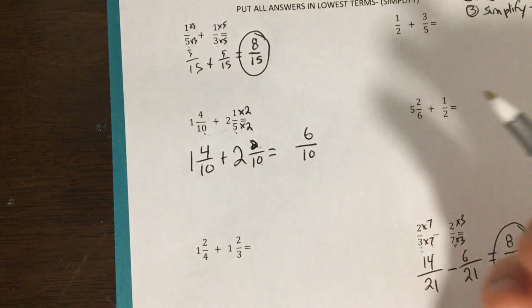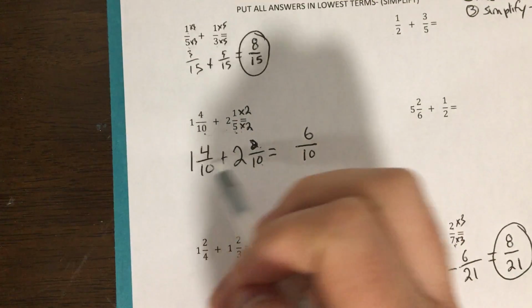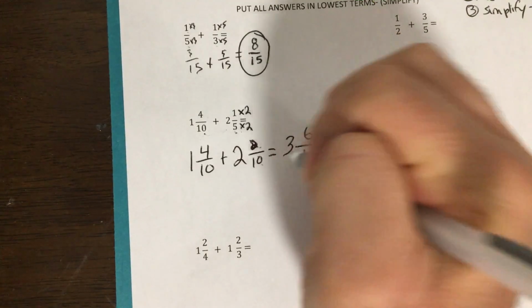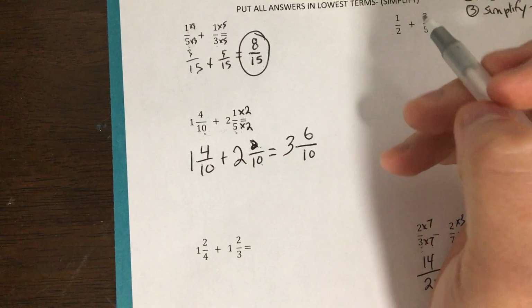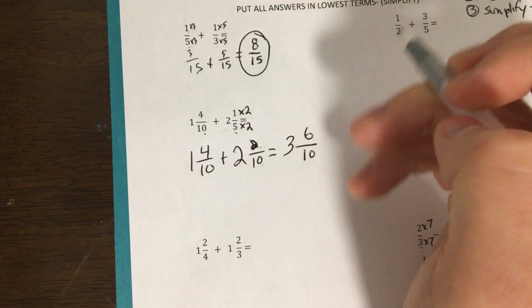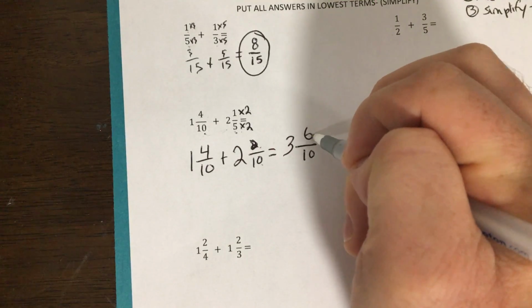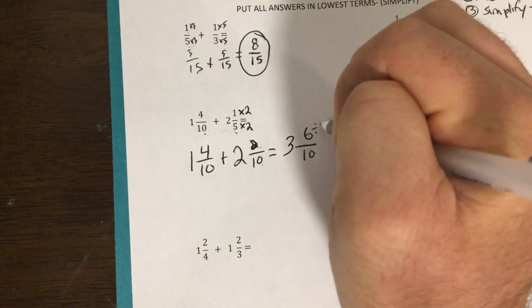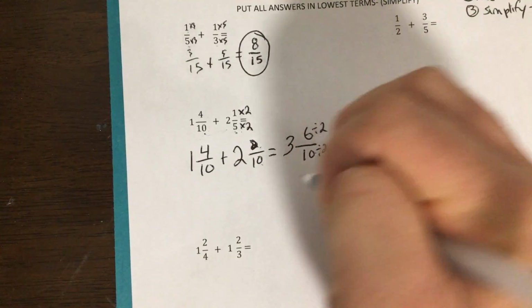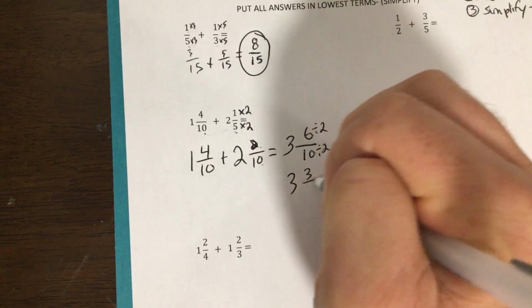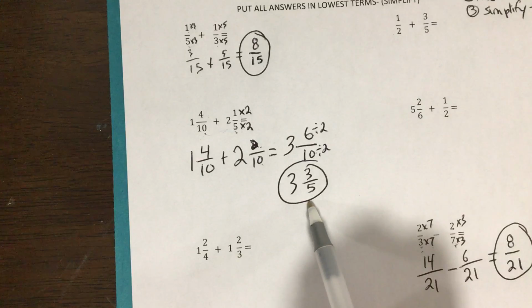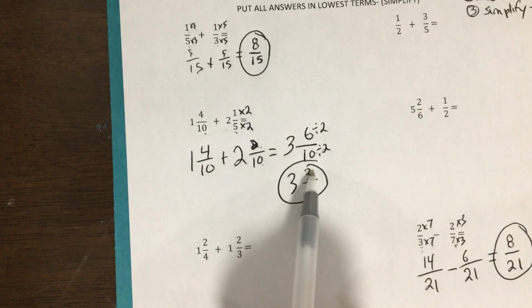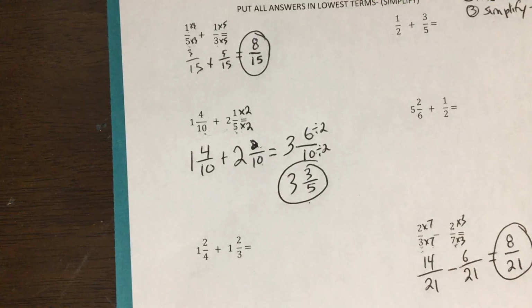And now you can add your whole numbers. 1 plus 2 is 3. Okay? Now, this fraction can be reduced. All right? Is there a number that goes into both 6 and 10? We can divide both those in half to make 3 3/5. All right? That would be your final answer that's been simplified. 3 6/10 is correct as well.